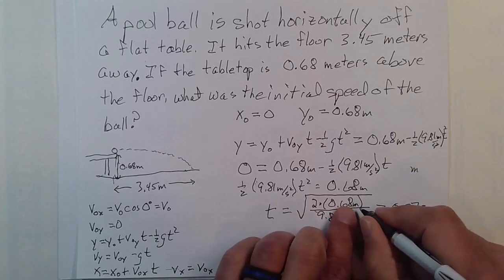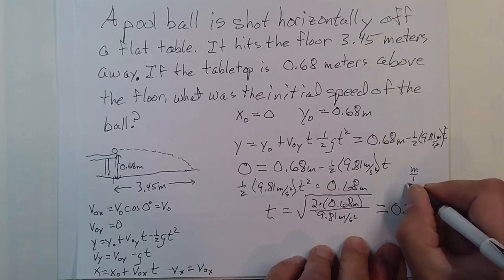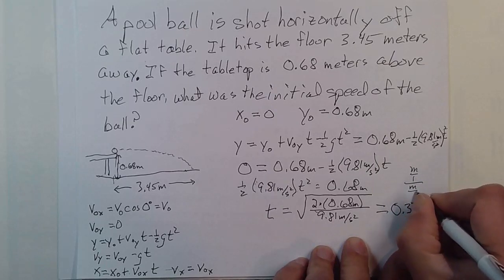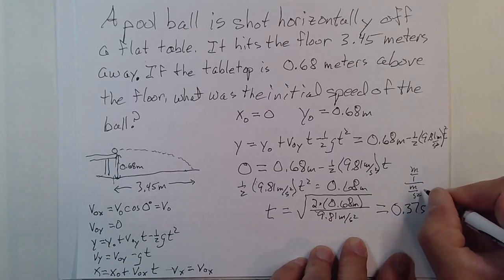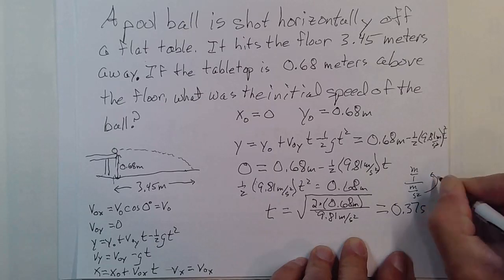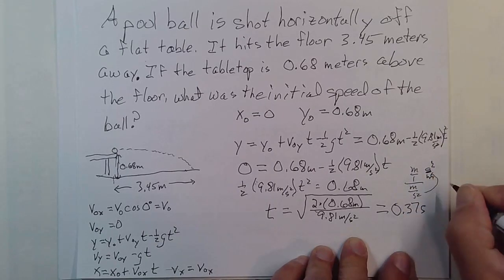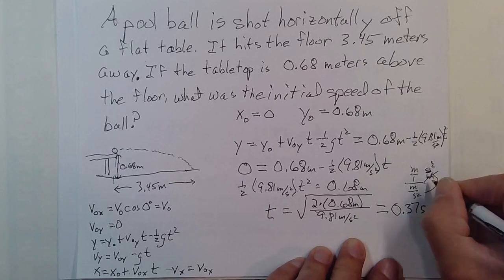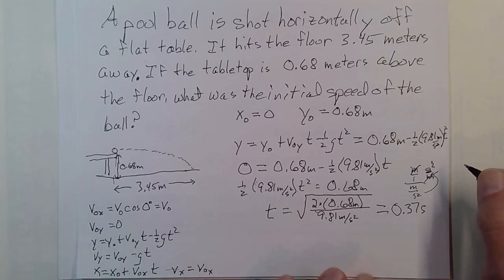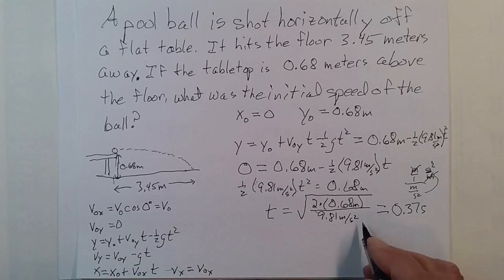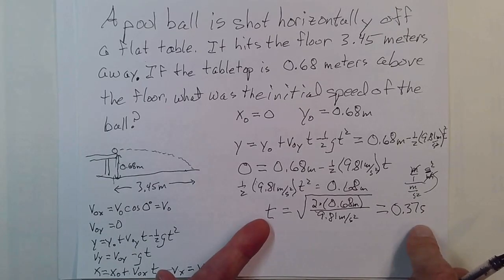I'm going to imagine on top I've got meters over 1, and I'm dividing by meters per second squared, which flips and comes up here, and I'll have seconds squared per meter. And the meters go away, and I'll have seconds squared over 1, which is just seconds squared, and when you take the square root, you get seconds. So run through that in your head as often as you need to. That's the time of flight.